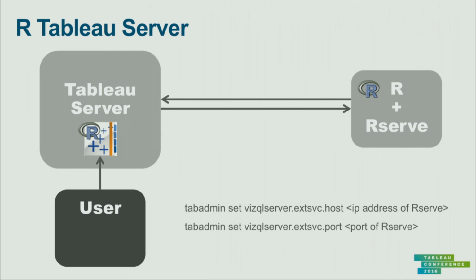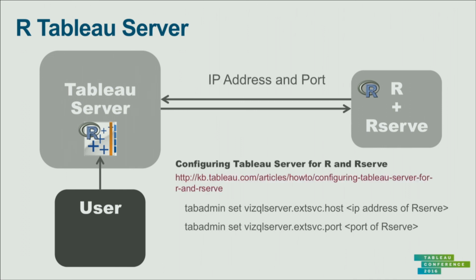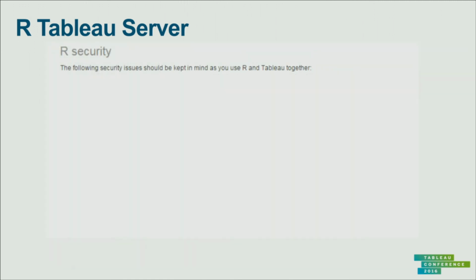You can set that right here if you ever get into one of those calculated fields. All you need to do is say, this is the IP address, and this is the port that you're going to talk to Rserve on. If you look up configure Tableau Server for R and Rserve, there's a nice article on how to do it. Pretty straightforward. If you also go to that article and start reading, you'll find some warnings.